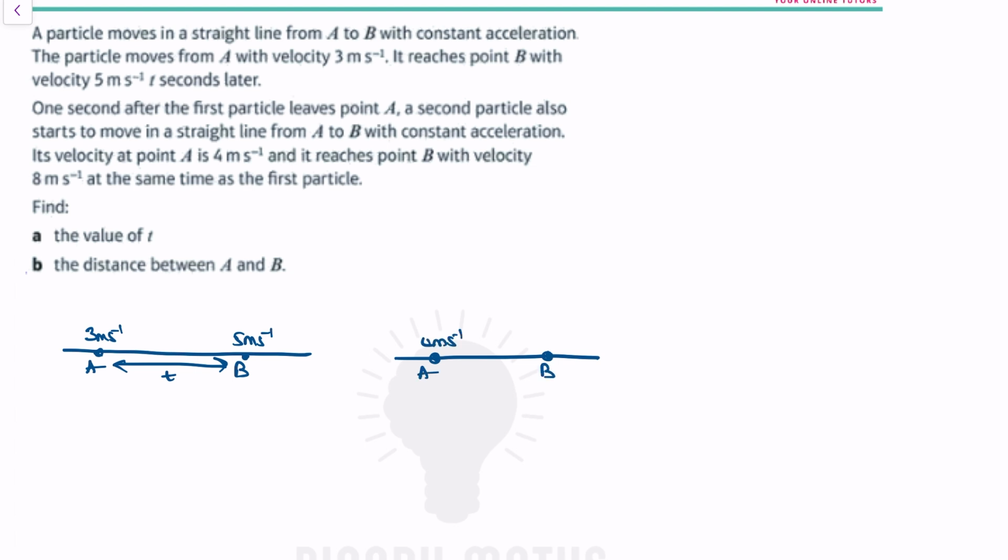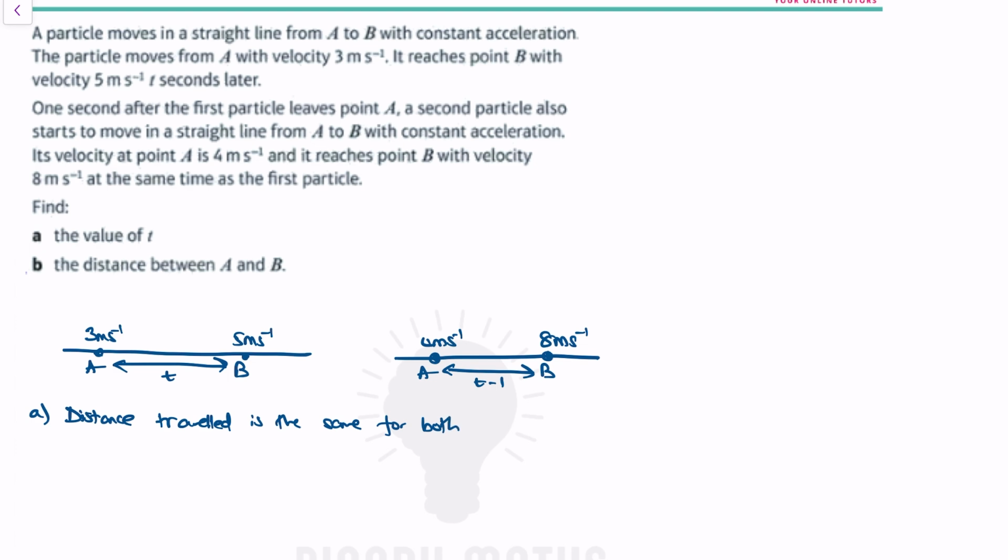It reaches B with a velocity of 8 meters per second at the same time as the first particle, but it left 1 second later, which means the time in between is t minus 1. So this is the journey for the first particle, and the journey for the second particle. Now, it says find the value of t. Because they've traveled the same distance, we know that the distance traveled is the same for both.